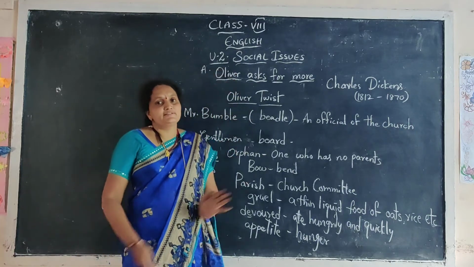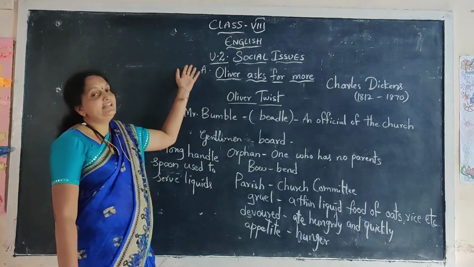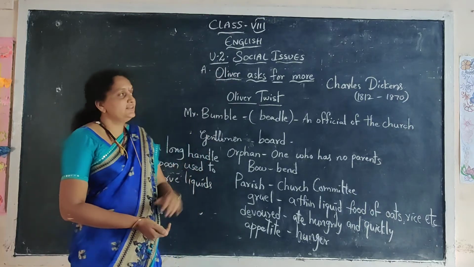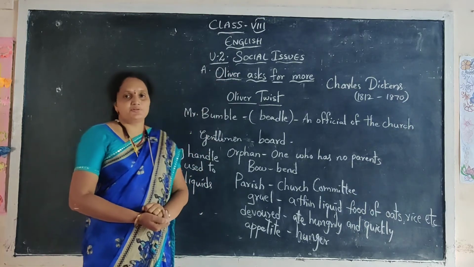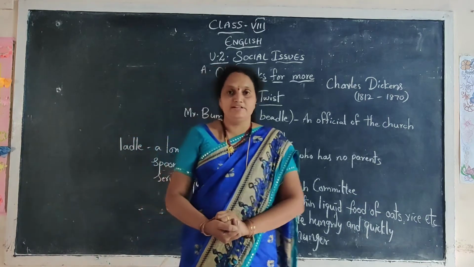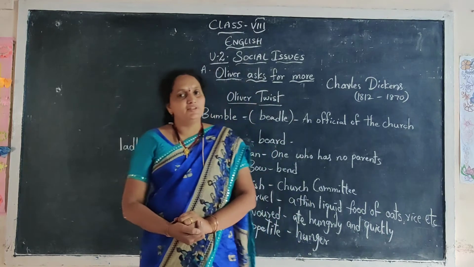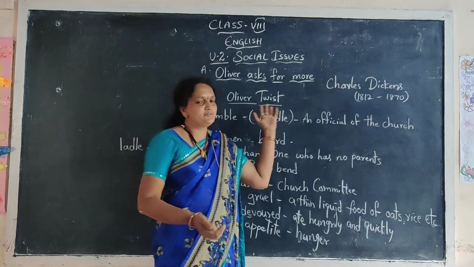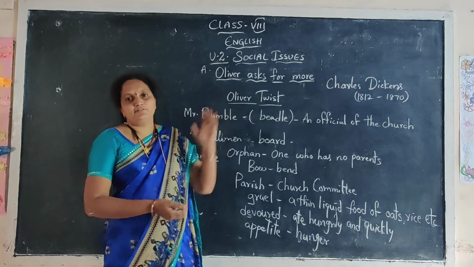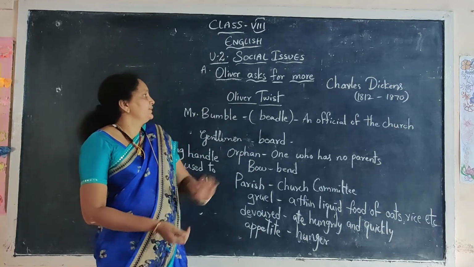So our second unit deals with social issues. What are social issues? Social issues means the problems in the society, the main problems in the society. So here also, one of the problems the writer has focused on.